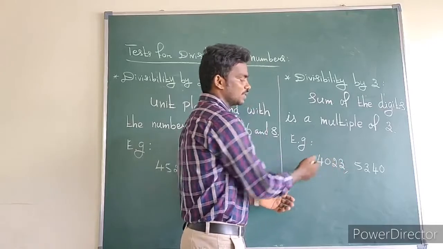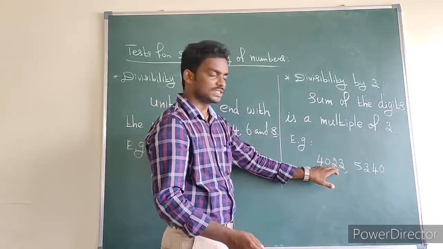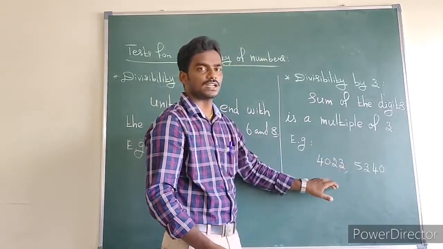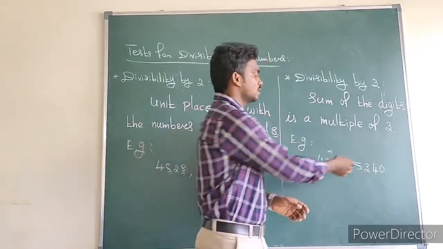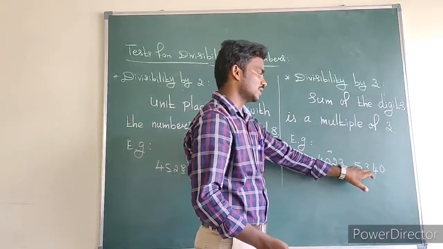So what is the value of 4 plus 0? That is 4. 4 plus 2 is 6, and 6 plus 3, what is that? 9. So 9 is a multiple of 3. So this number is divisible by 3. Check what is the next number?